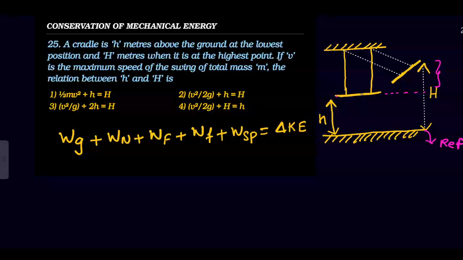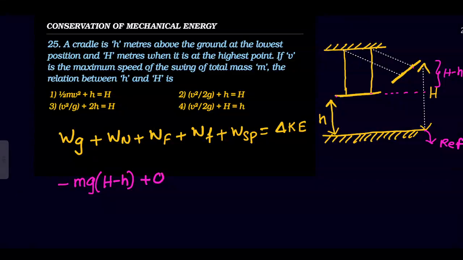When it is here, this is on the surface. This is on the cradle. It is moving to here. That means this effective height is how much? Capital H minus small h. The gravity is in the downward direction, but the displacement is in the upward direction. So the work done by gravity is minus mg into what, tell me? Capital H minus small h.